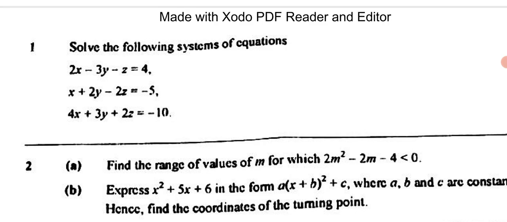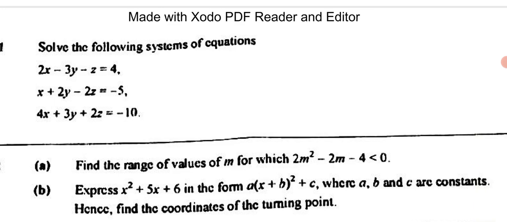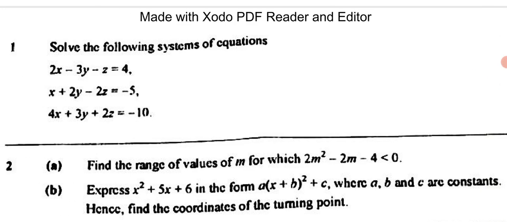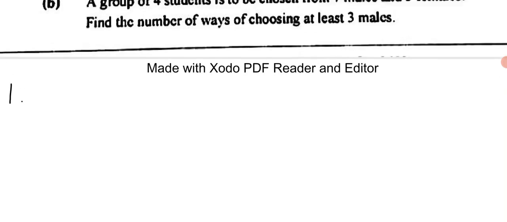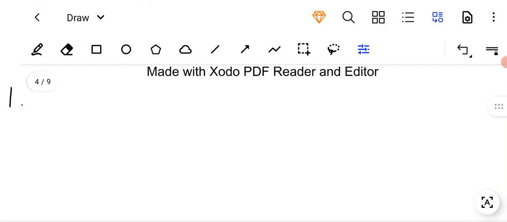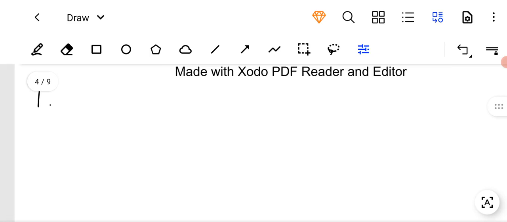Then we have question 1, which says solve the following systems of equations. It's carrying 6 marks. For this question there are various methods, but I believe the most efficient and the easiest is the substitution method to solve these equations. So let's get on to the answer.